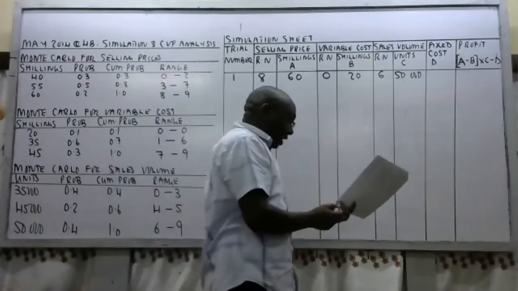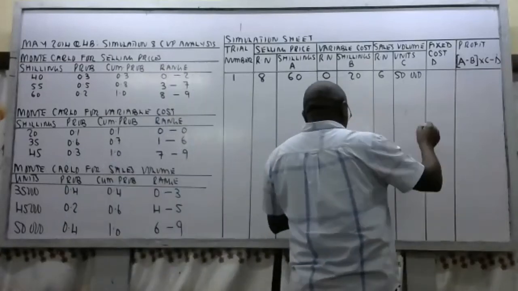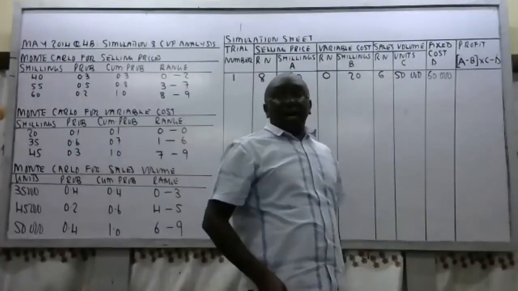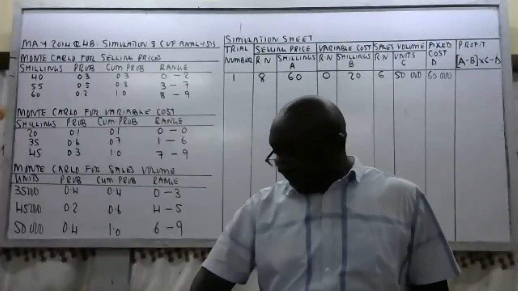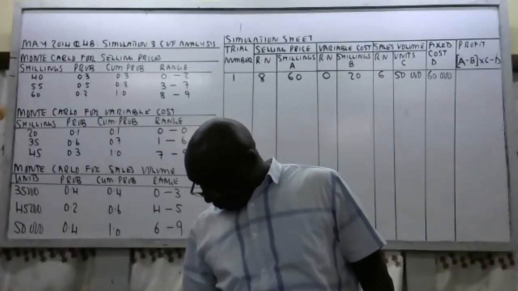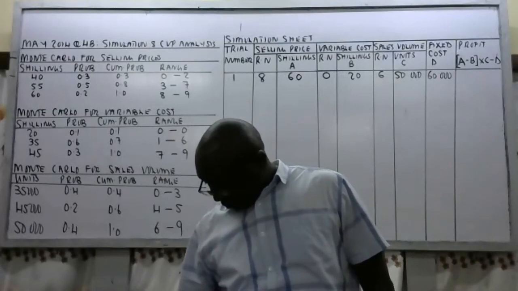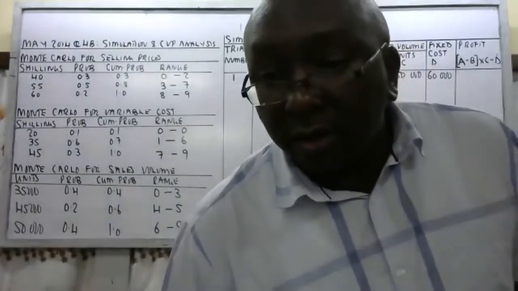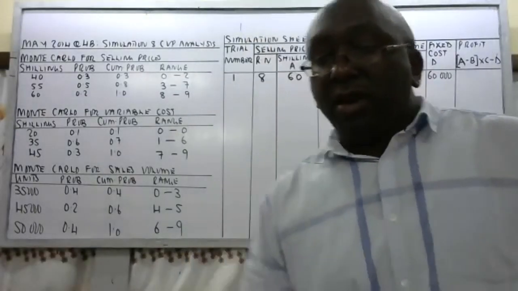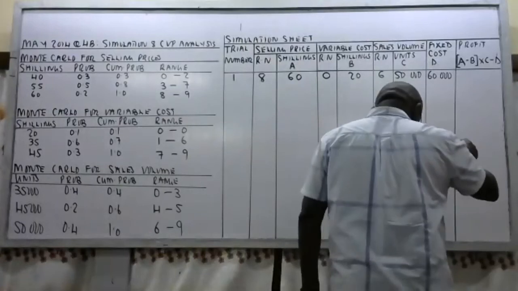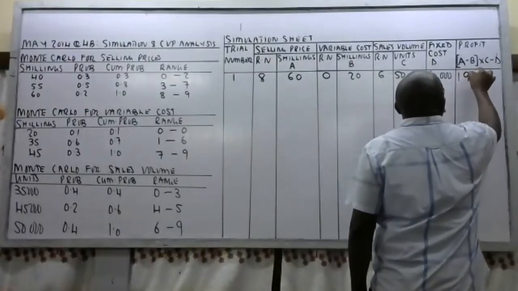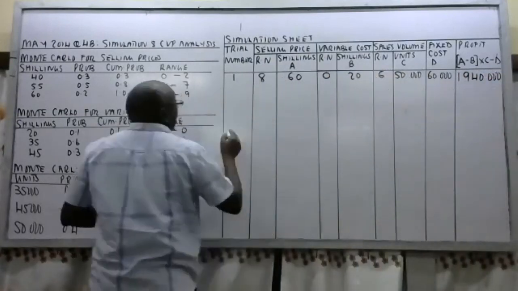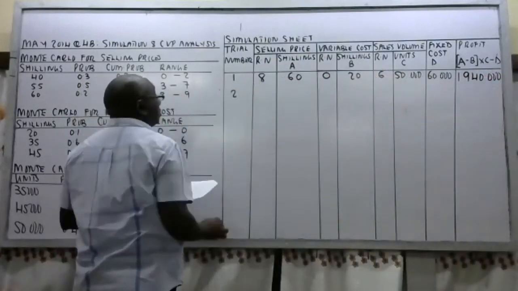Now the next thing is fixed cost is 60,000. So work out that and send me the figure for the profit. Yeah, 1,940,000. Good. Let's go to day number 2.